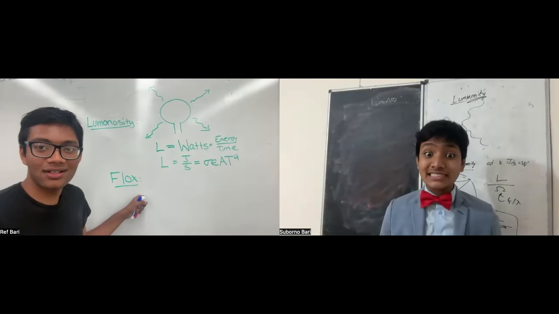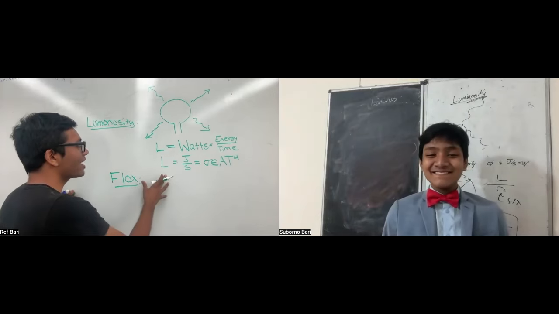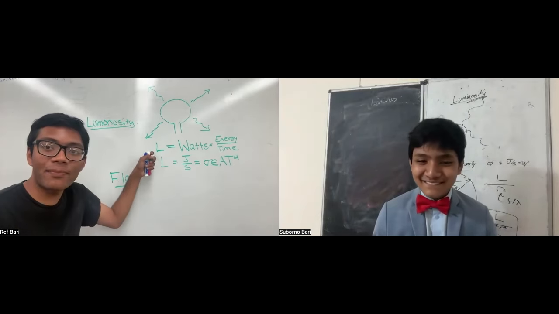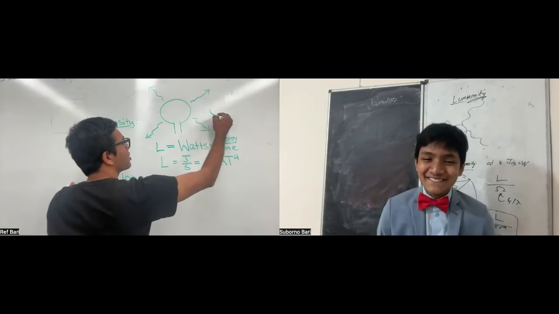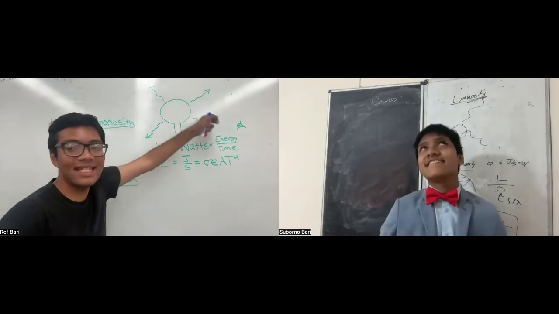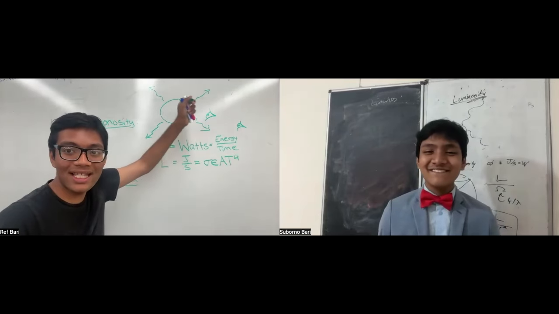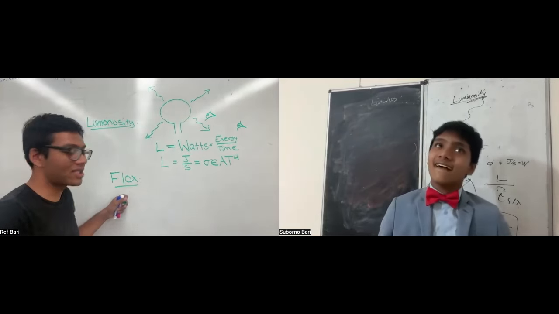Now let's talk about flux. Luminosity does not depend on your distance from the sun. So if you are looking at the sun from here or from here, the luminosity will stay the same. Luminosity is intrinsic brightness. Flux depends on your distance from the source.